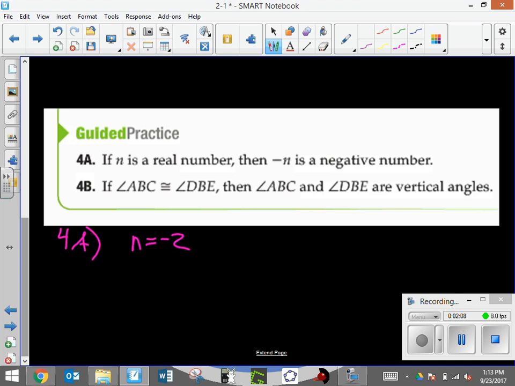Again, I'm trying to prove this portion false. Negative n is a negative number. When I plug n equals negative 2 into this, I would have negative negative 2, which a negative and a negative is going to make a positive value, so a positive 2, which means that negative n is not a negative number anymore. It is indeed positive, and it makes a counterexample to that statement.